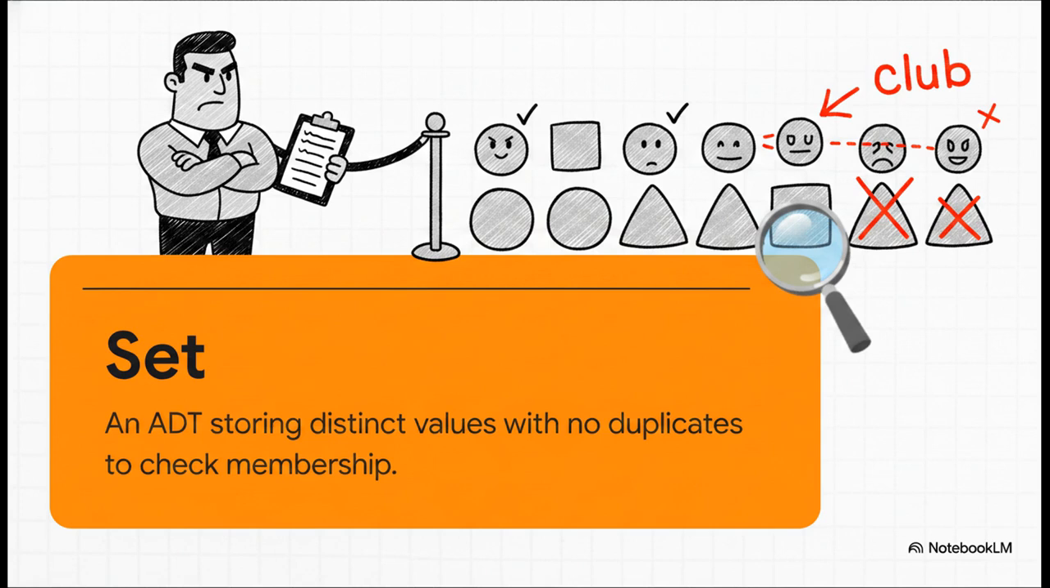They don't care if you try to sneak in wearing a fake mustache. If your name was already checked, you're ignored. What about the order they arrived in? The bouncer absolutely does not care. You could be first in line or 50th. It's entirely about presence and uniqueness. If you're in, you're in.